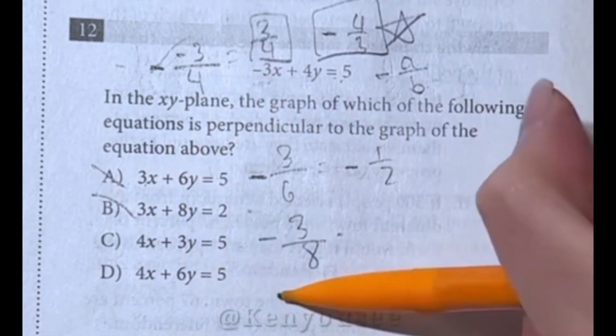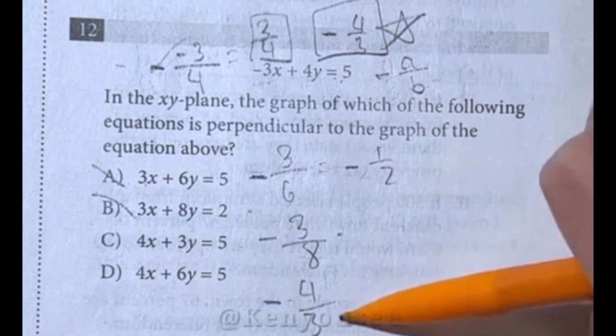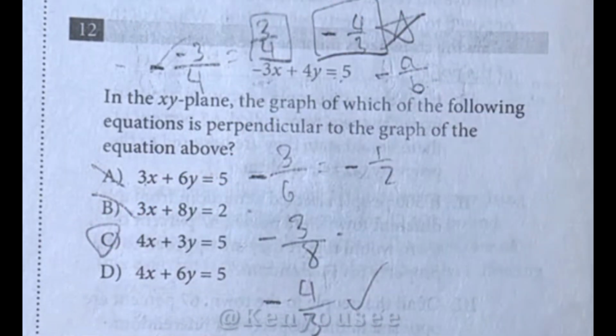And for C, it's going to be negative 4/3, and that is our answer. So C is going to be the answer.